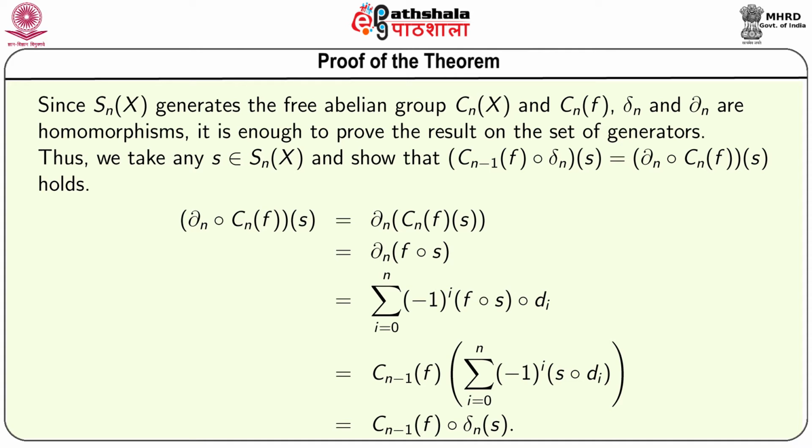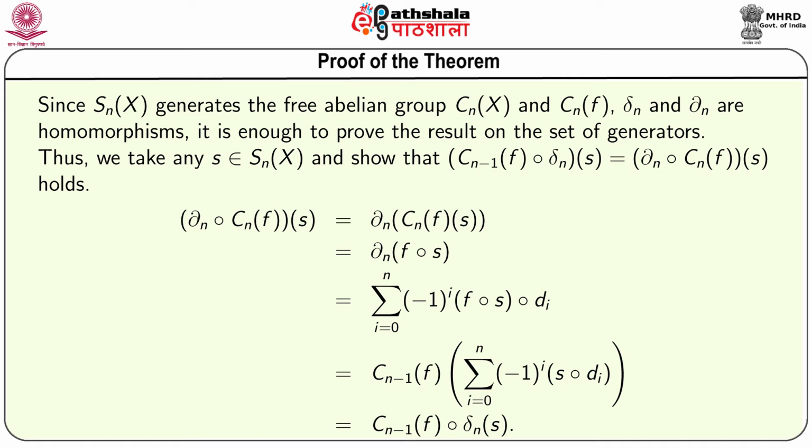So, we start with taking a point from S_n(X), that means a generator of C_n(X), and we will show that C_{n-1}(f) compose delta n operated on S will give the same result as del n compose C_n(f) operated on S. Now, del n compose C_n(f) operated on S is del n operated on C_n(f) S, but that is equal to del n on f composed S by the definition of C_n(f), but that is again equal to the summation of (-1)^i f composed S composed d_i, i equal to 0 to n.